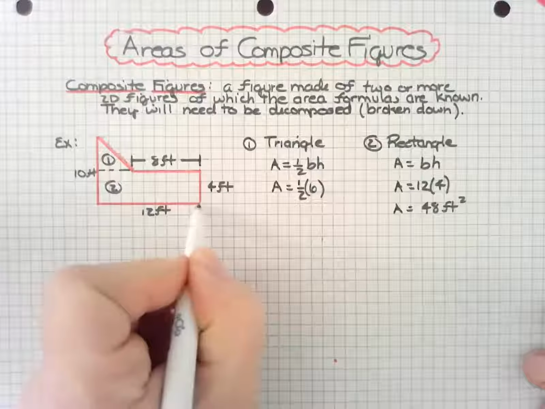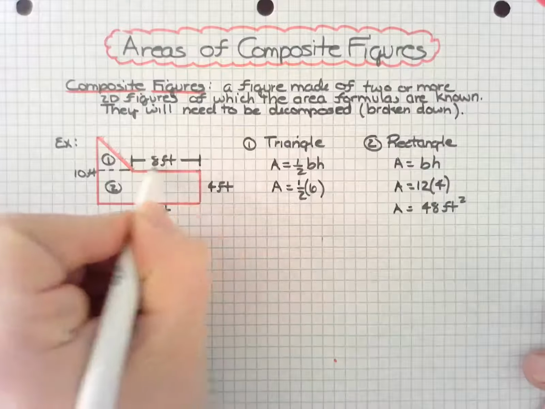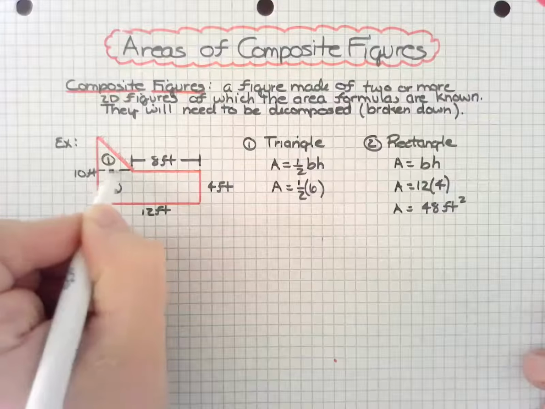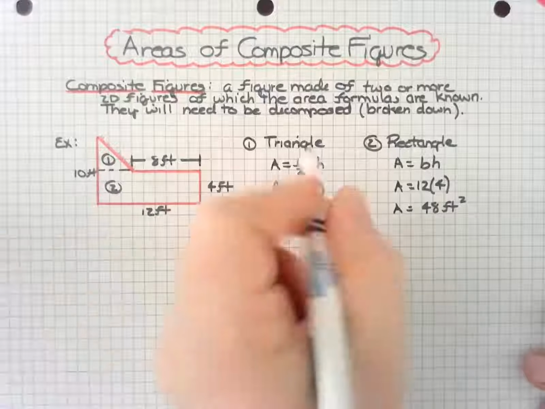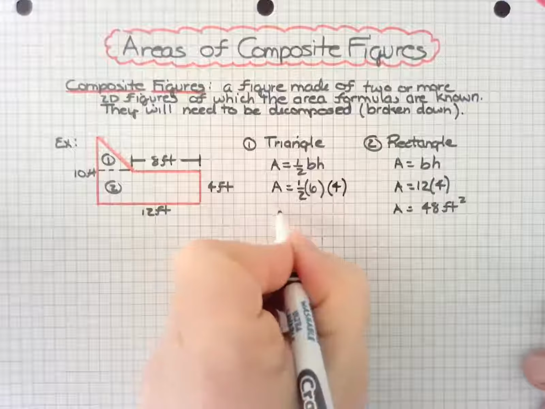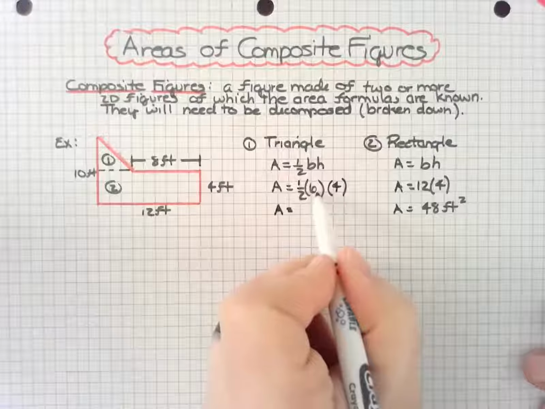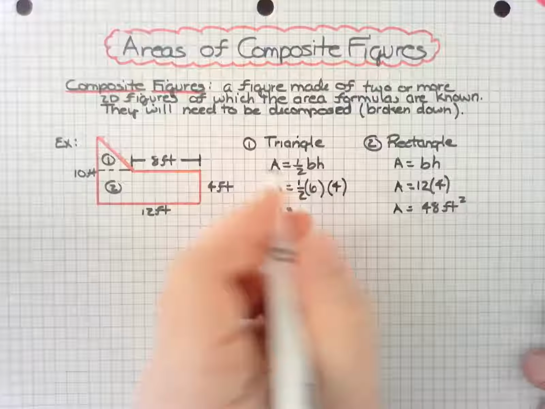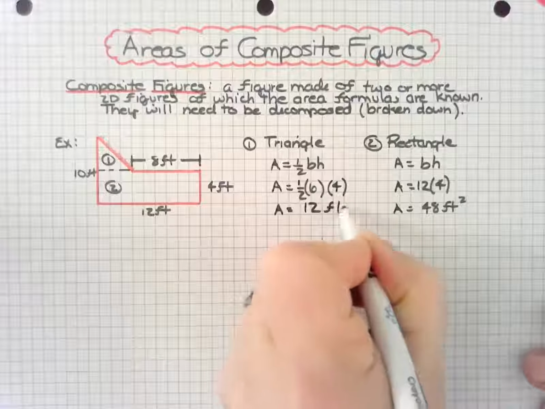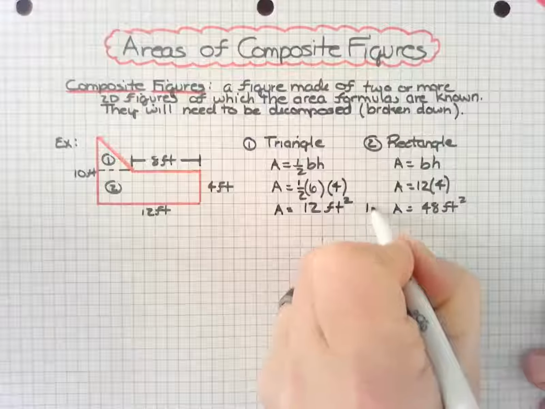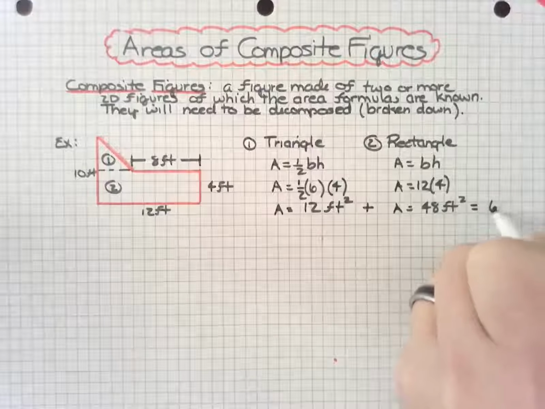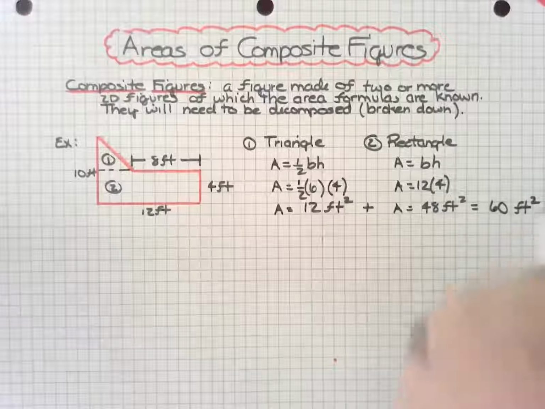So 1/2, I could treat that as the height, 6, and then the base, it doesn't matter. The base, if the whole thing is 12, and this is 8, then this is 4. 4 plus 8 is 12 for the whole piece. So simplifying that whole thing gives me 1/2 of 6 is 3. 3 times 4 is 12 feet squared. And if I add those two together, I get a total of 60 feet squared.